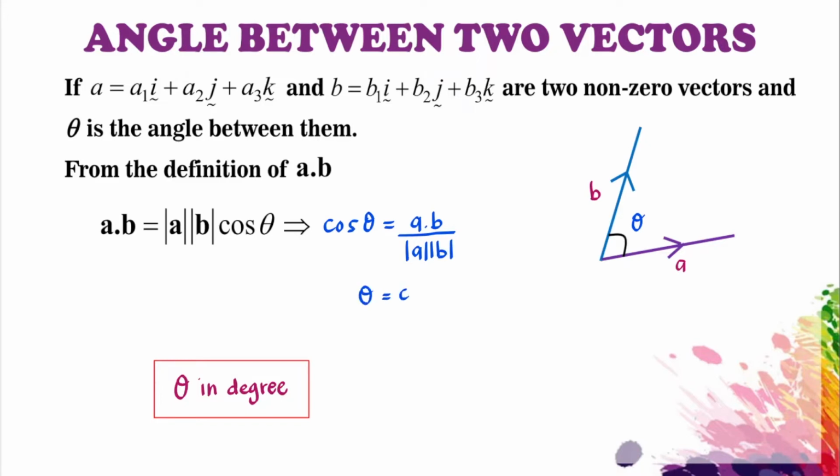As I told you before, we need to make theta the subject. So we have theta equal to inverse cos of A dot B over magnitude A, magnitude B. So always remember, theta in vector must be in degrees. Okay, so let's give it a try.